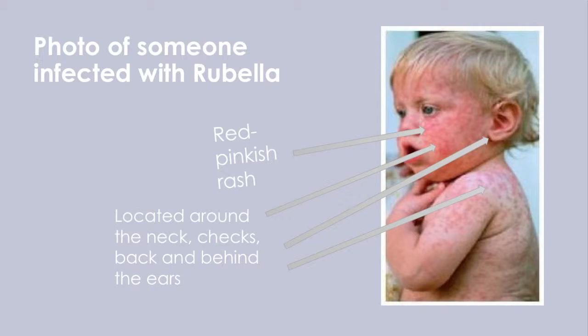So this is an example of a baby with rubella. There is a red and pinkish rash around the face, including the neck, cheeks, back, and behind the ears.